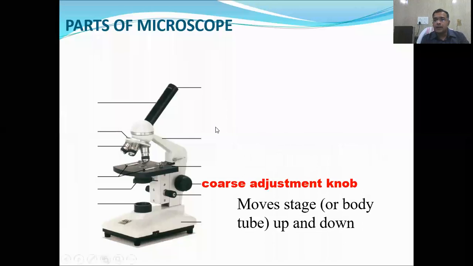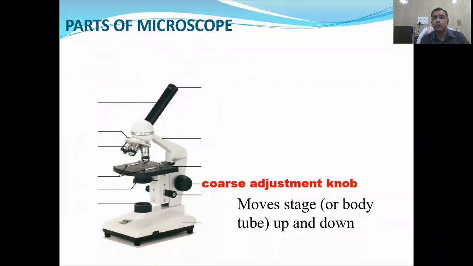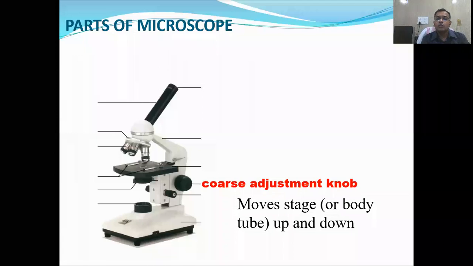Coarse adjustment and fine adjustment. Coarse generally means not fine, a bigger movement, or movement on a bigger scale. So whenever we are focusing our slide in the microscope, the first and foremost thing is to adjust the focus with the coarse adjustment knob.